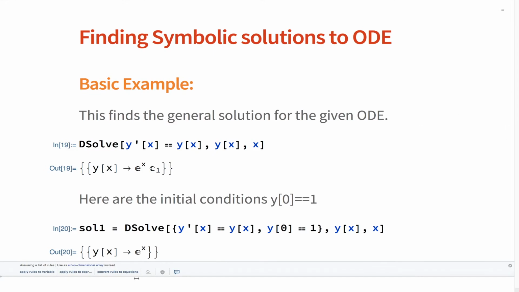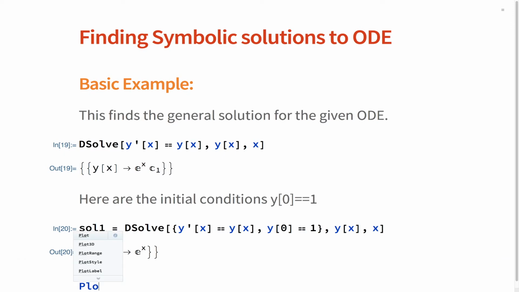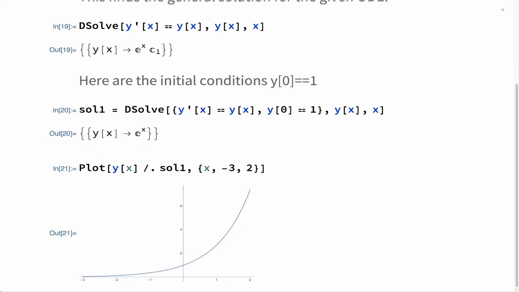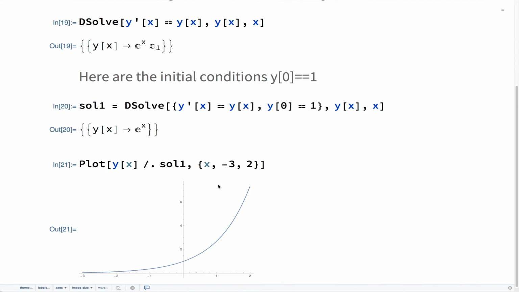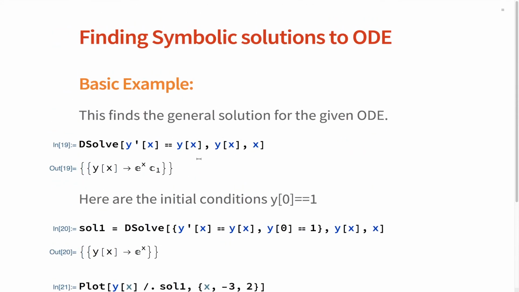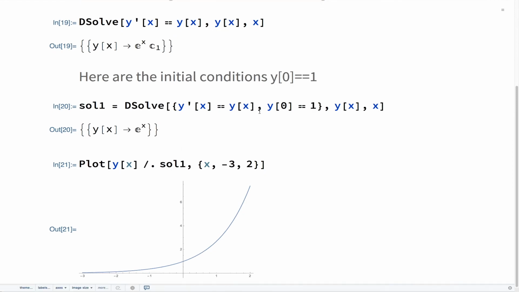And then maybe we can have a plot of this. So maybe we can do a plot and you say, okay, y(x), and you replace it with solution 1, which is this solution, and then you can give some range, say -3 to 2, and you can also see the plot of your solution. So you solve the differential equation, and then you can also solve it for any particular solution and can see the plot value of that as well. Let's move forward.